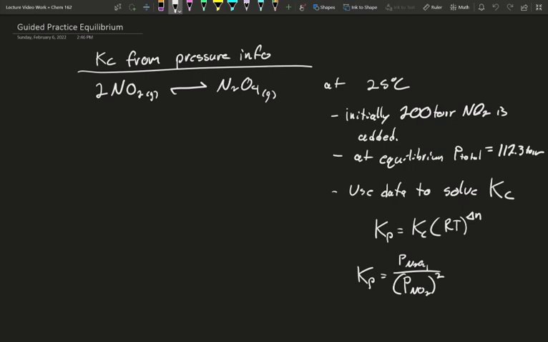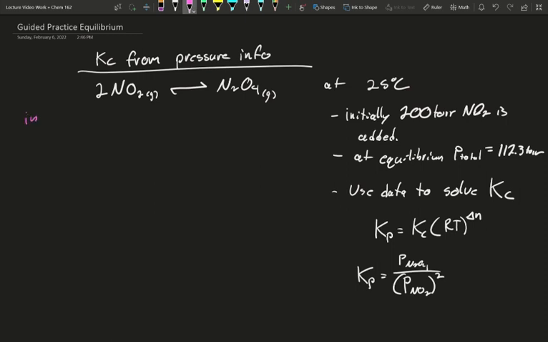Well, I know the initial pressure of NO2, and that was all that was added initially. And I know that the final pressure at equilibrium is 112.3. So the pressure's gone down. If we think of the equation for a minute, that makes sense. I have 2 moles of gas becoming 1. Every time 2 particles do this, I lose 1 particle in the gas phase in terms of total particles. So as product is formed, I should reduce my total pressure.